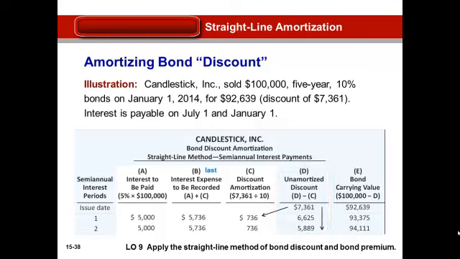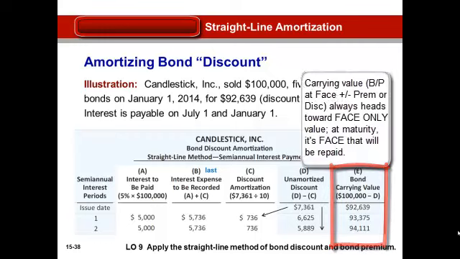The discount on bonds payable account, column D, will be reduced over the life of the bonds systematically. And we see here in column E, the carrying value of those bonds issued at a discount is slowly increasing. It's increasing toward face value as the unamortized discount amount is lowered each time we make an interest payment.